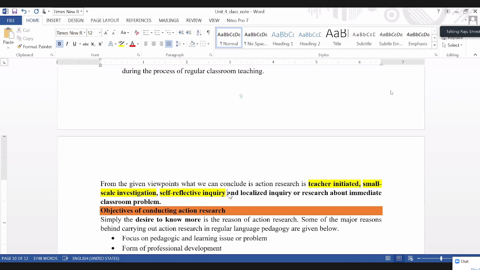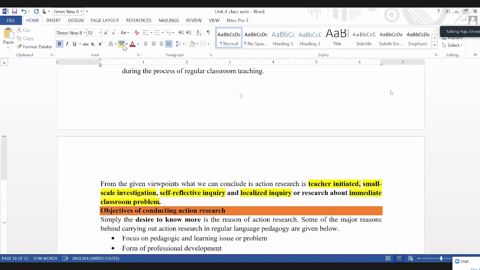You are teaching, at the same time a problem came, an immediate classroom problem, then we try to solve it and help learners to learn. So this is localized inquiry also. Its location is specific, situation is specific, context is specific. Then we can say localized inquiry, and research about an immediate classroom problem. To solve the immediate classroom problem, we use action research.